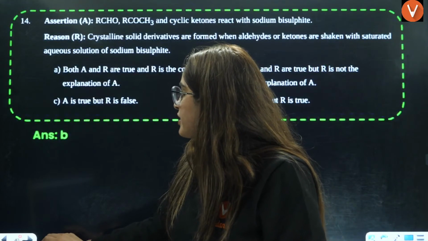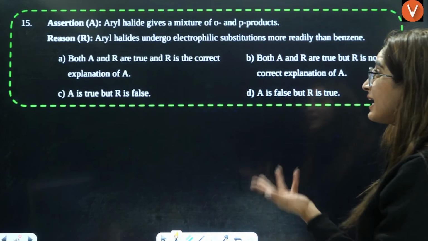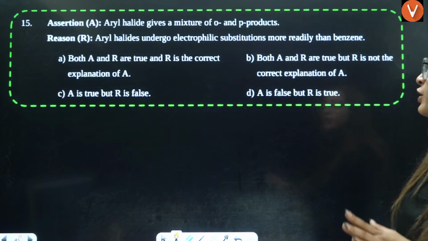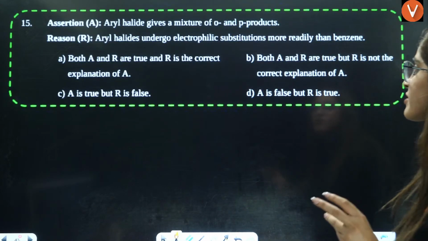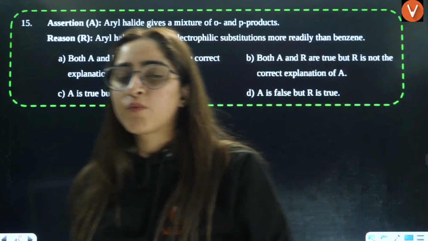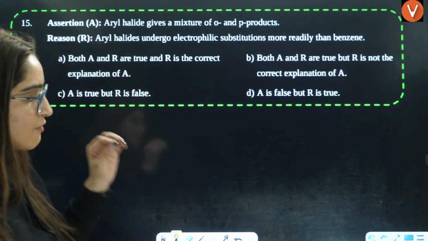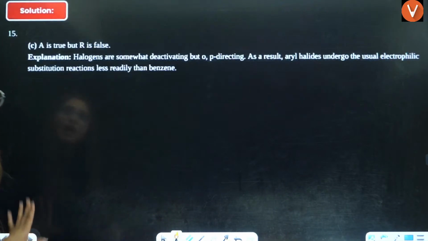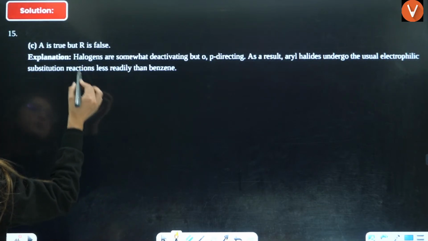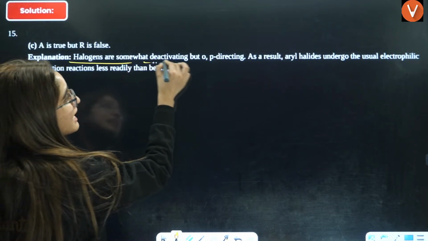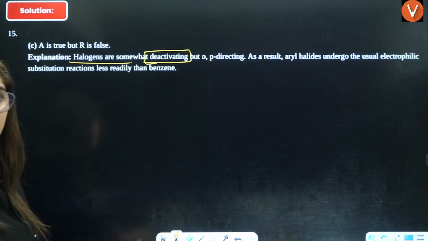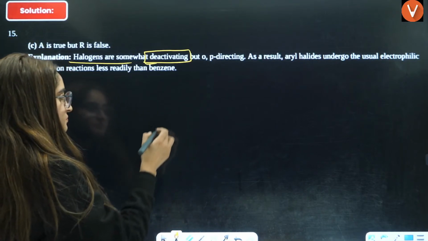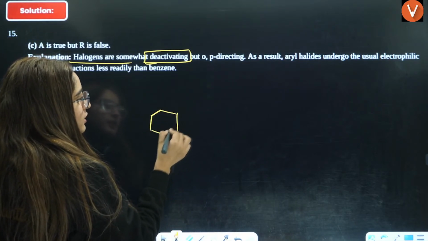Chalo. Next question: aryl halide gives a mixture of ortho-para products. Aryl halide undergoes electrophilic substitution reaction more readily than benzene. What is an electrophilic substitution reaction? When an electrophile, an electron-loving species, attacks here. Halogens are somewhat deactivating groups, but they are ortho-para directing. Why? Can you tell me the reason behind that? I'll just write it here.